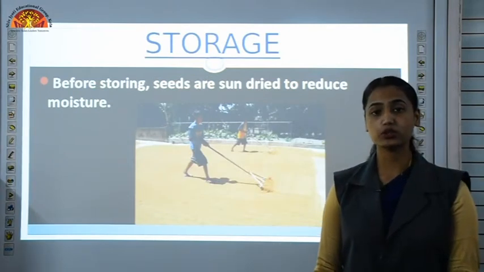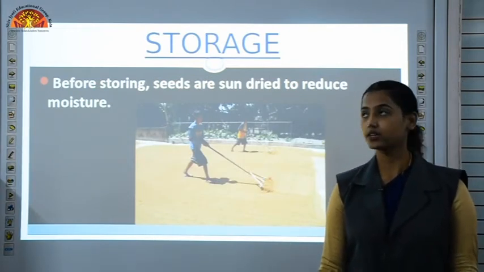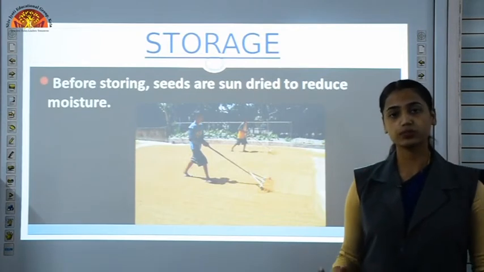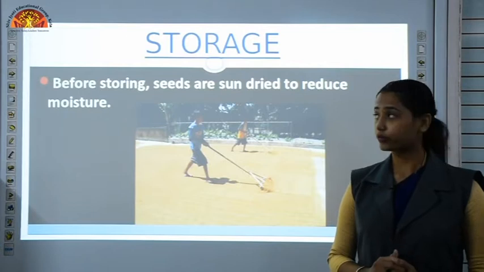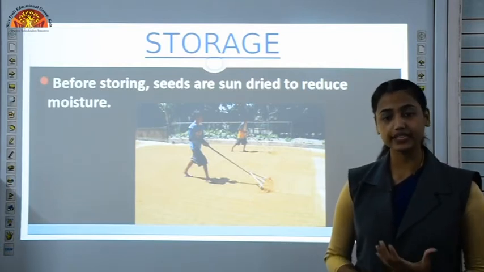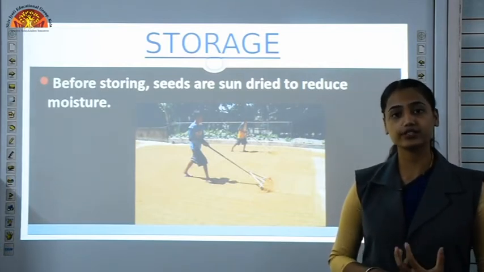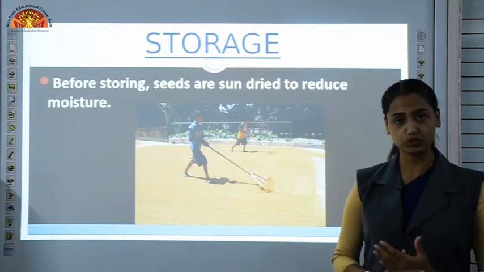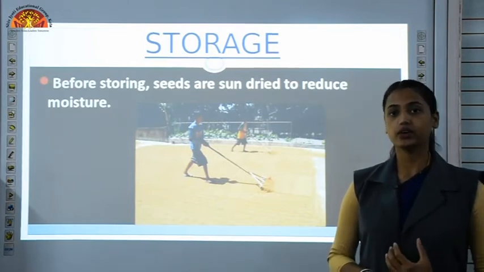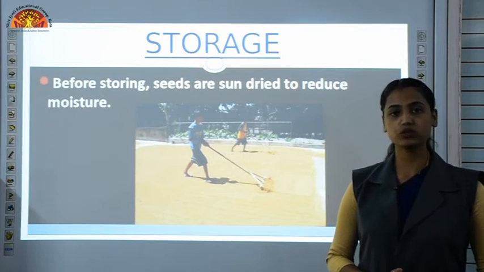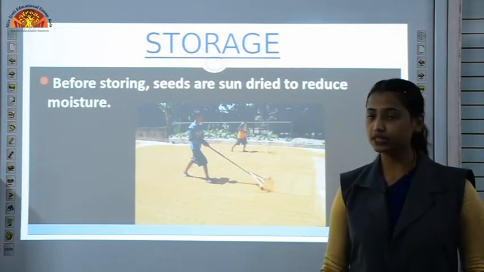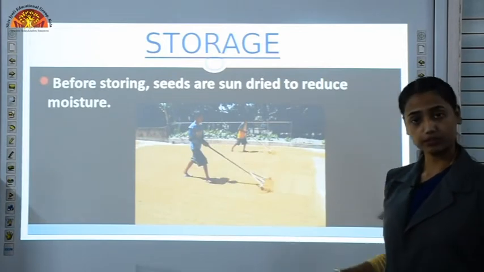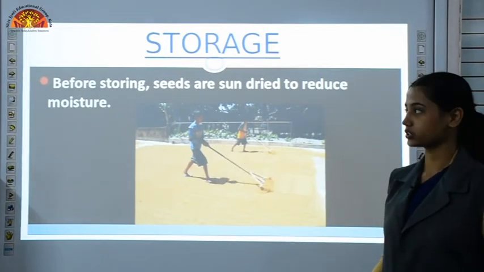Okay, now comes storage. The next practice is storage. It is not like we consume all crops or all grains in a single day. No, we can use them throughout the year. So for consuming them throughout the year, we need to store them first. Like when we shop for our grocery, we store it in containers and in our refrigerators. So similarly, grains also need to be stored.